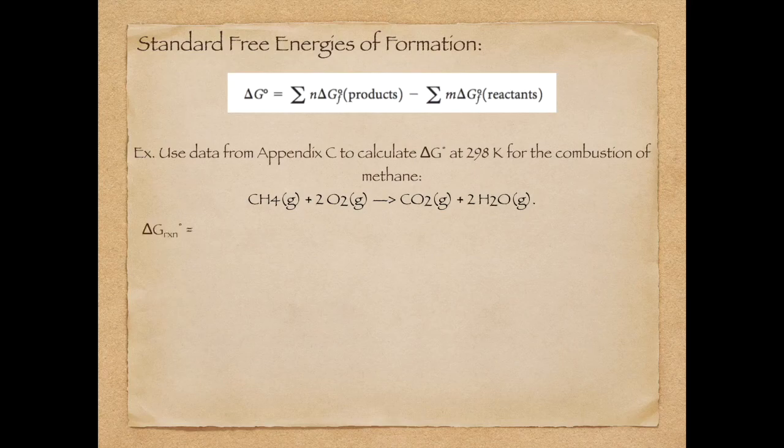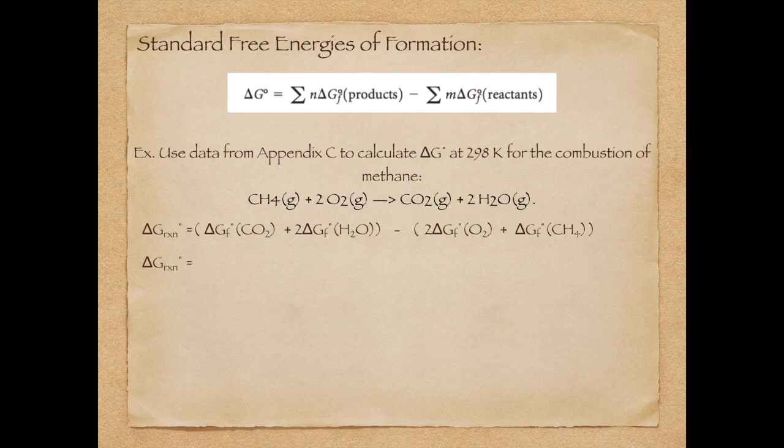So your standard free energy change equals the standard free energy of formation of carbon dioxide, which is your product, plus the standard free energy of formation of water times 2, because there are 2 moles of water. And then I'm going to add those together, and subtract the standard free energy of formation of oxygen times 2 plus the standard free energy of formation of methane.